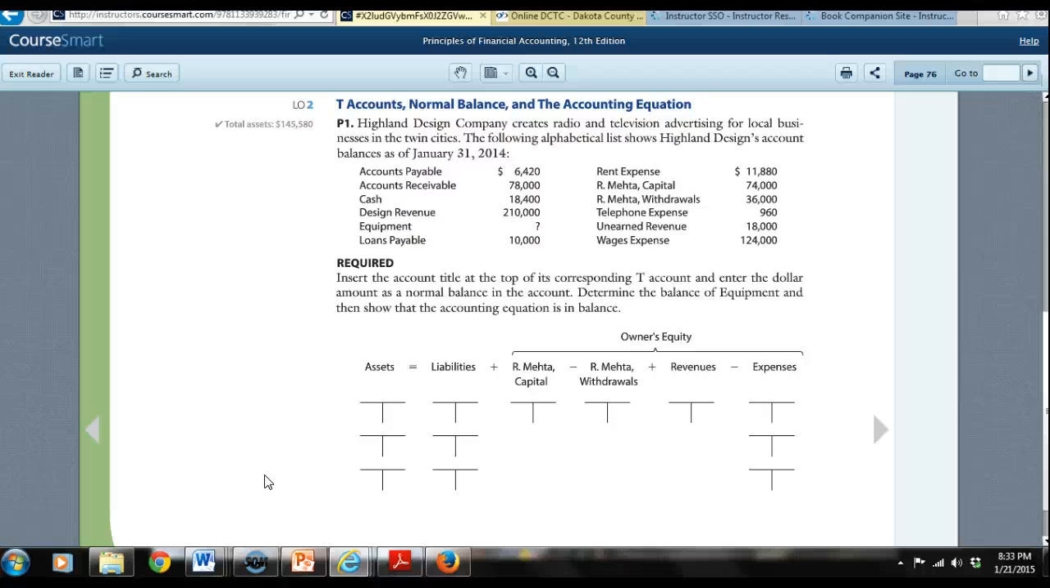Now, what else do we have, guys? Our accounts payable should be what? A liability. It should be 6,420 as a credit, right? Yes. Loans payable, 10,000. Is that a debit or credit? Credit. Unearned revenue, that is 18,000. Are we going to have a debit or a credit?